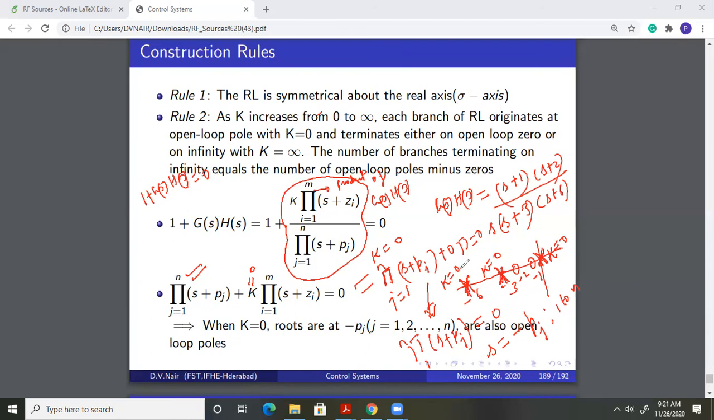So each branch of the root locus originates at an open loop pole. And when is this valid? When k is equal to 0. So for k equal to 0, each branch of the root locus starts at an open loop pole. Remember, this is the relation we have understood here. And now, as k tends to infinity, what happens? Let us see the change in the value of the roots of the characteristic equation.